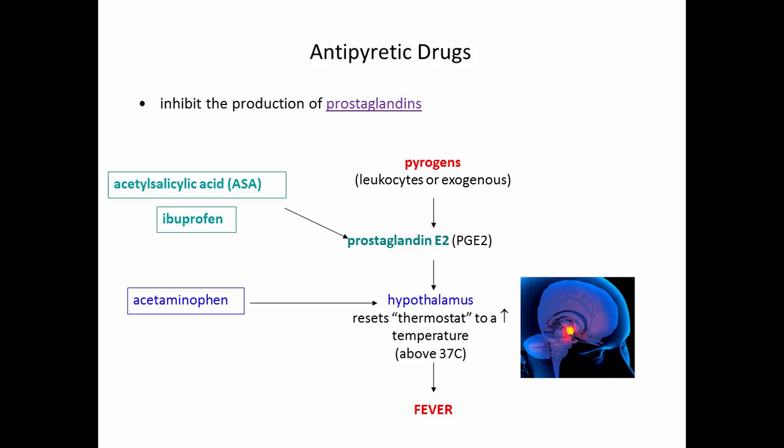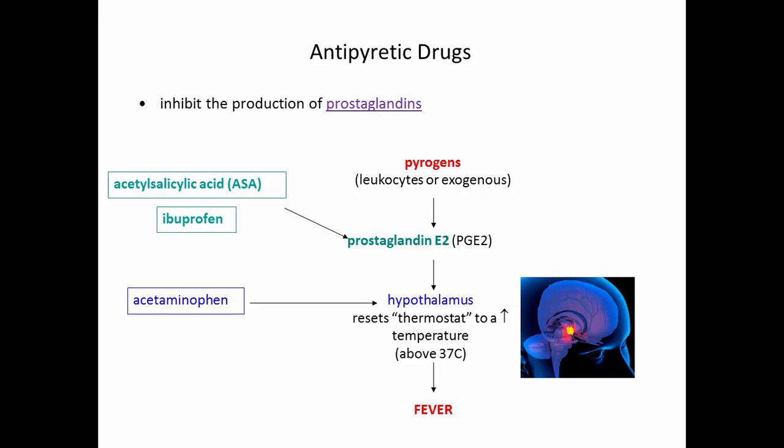Antipyretic drugs are drugs that reduce fever, and again, fever is linked to the production of prostaglandins. So any drugs that will inhibit the production of prostaglandins will reduce fever. The way fever works is that when a pathogen invades our body, our white blood cells, or leukocytes, get activated, and they produce a chemical called a pyrogen. Pyro, again, means fire. Or they could even be something we call exogenous, which means that the bacteria themselves that enter our body produce pyrogens themselves.